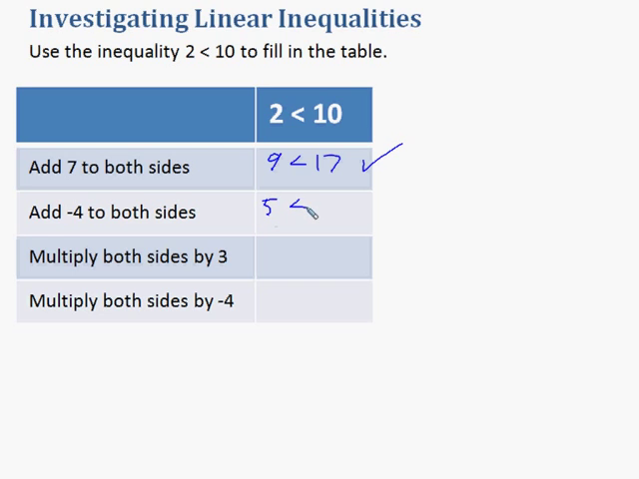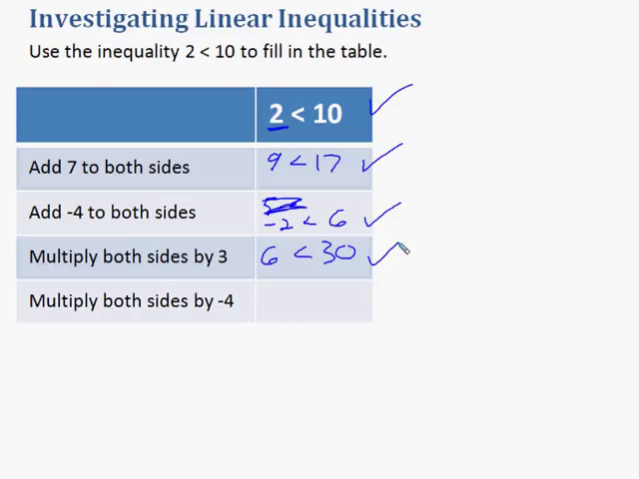Add negative 4 to both sides. Sorry, I need to look back at the original. So negative 2 is less than 6. That's still true. Multiply both sides by 3. Multiplying both sides by 3 would give us 2 times 3 is 6, and 10 times 3 is 30. 6 is less than 30, so that works.